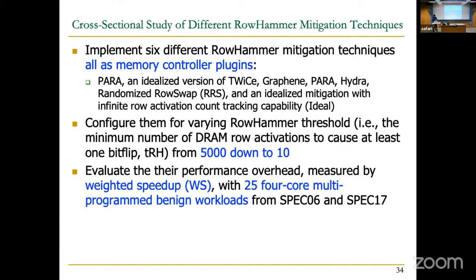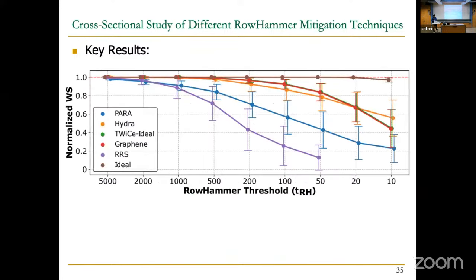And we evaluate the performance overhead caused by these RowHammer mitigation techniques, measured by weighted speedup, with 25 four-core multi-programmed benign workloads that we form from benchmark suites like SPEC 06 and SPEC 17. And we feed these traces into a simplistic out-of-order core model that we use as the simulation front-end in this study. So here are the key results. We have the normalized weighted speedup on the y-axis and the RowHammer threshold on the x-axis. And here you can clearly see how different RowHammer mitigation techniques scale as we reduce the RowHammer threshold.